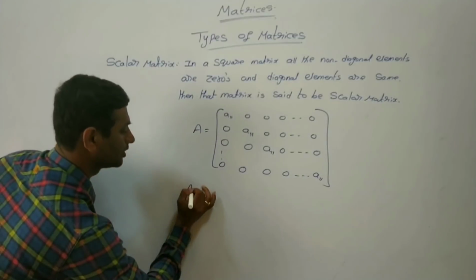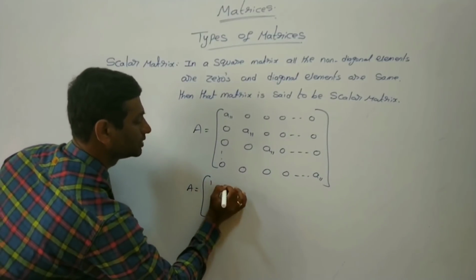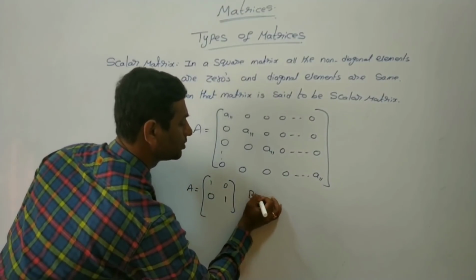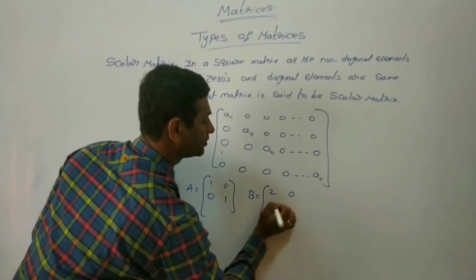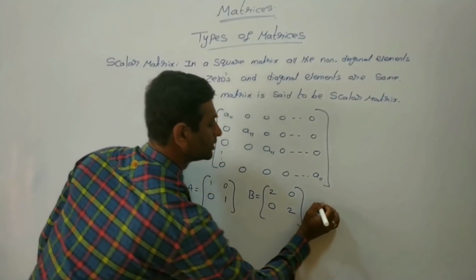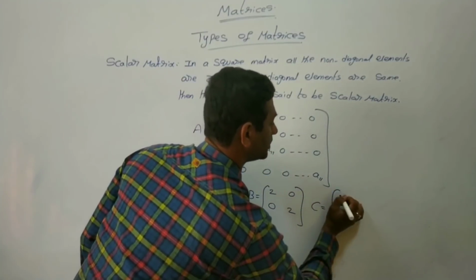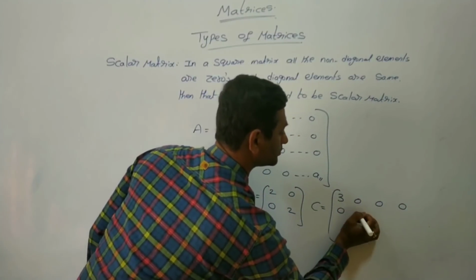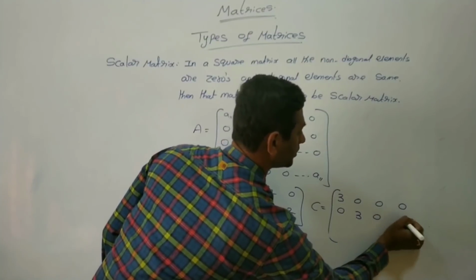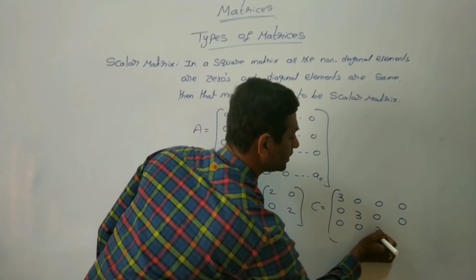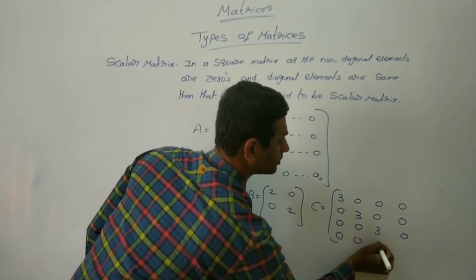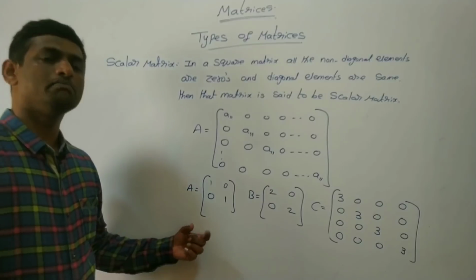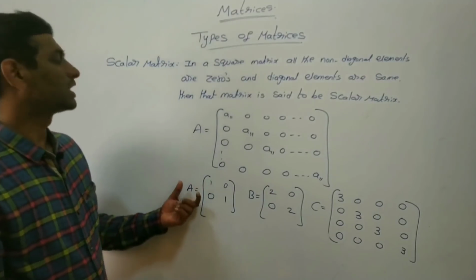Example, A is equal to 1 0 0 1. B is equal to 2 0 0 2. C is equal to, one more example, 3 0 0 0 0 3 0 0 0 0 3 0 0 0 0 3. Means like this we can form many scalar matrices.